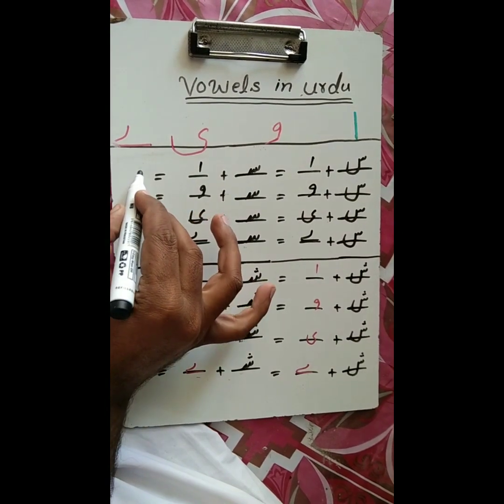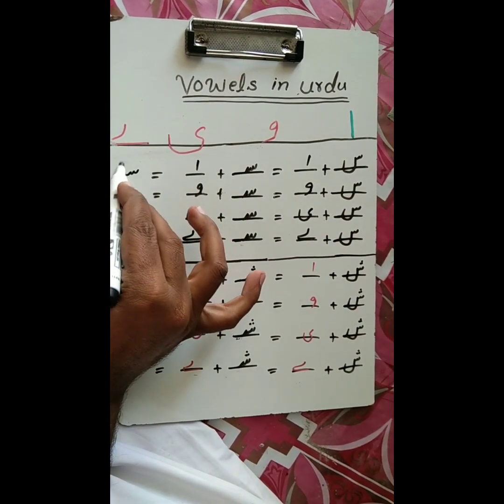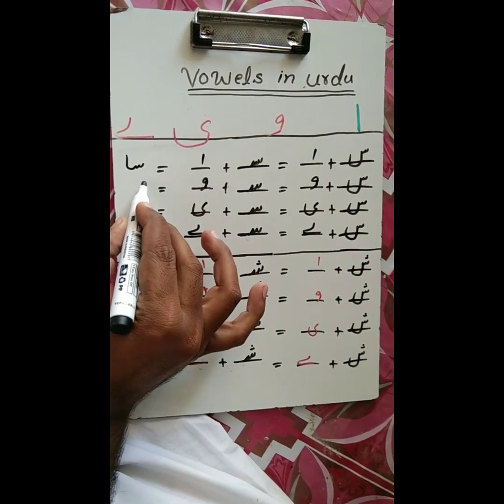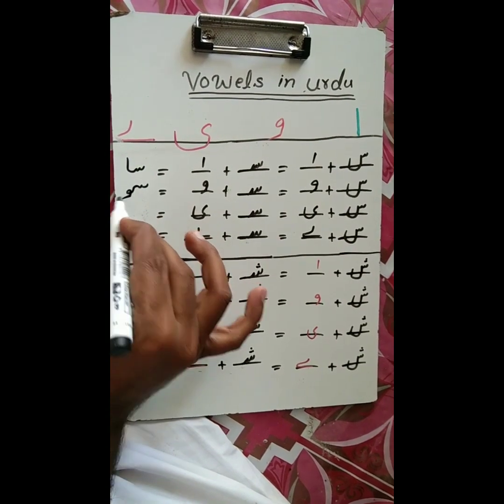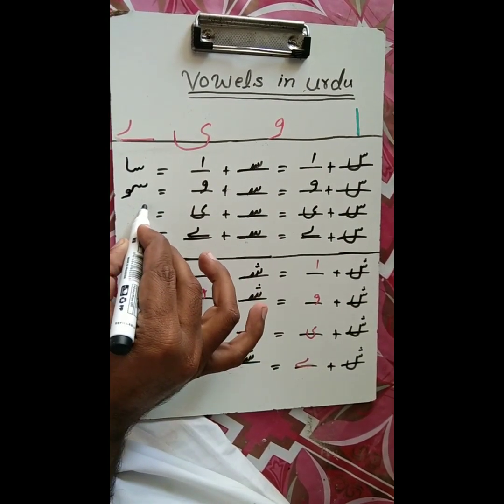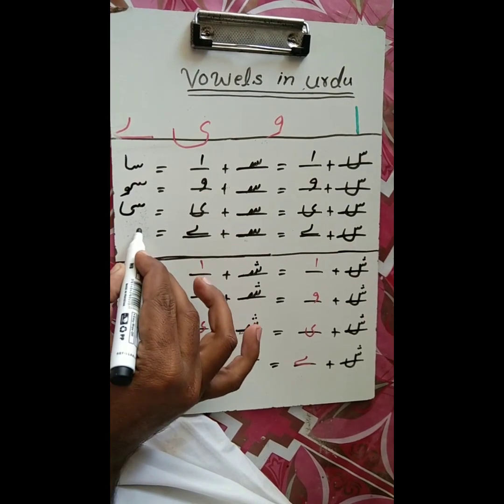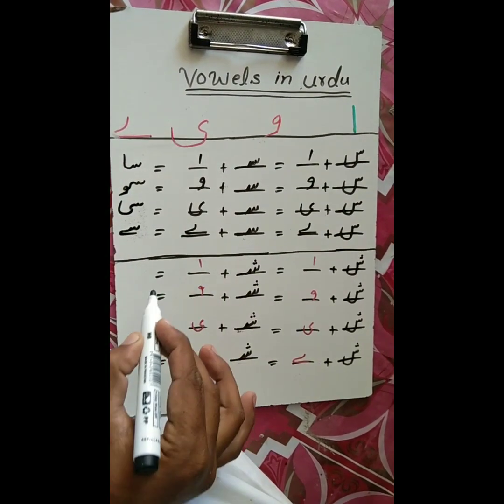And next word is sin. When combined with alif we get sin alif sa. When combined with wa we get sin wa so. With choti a we get sin choti a si. With badi a we get sin badi a si.